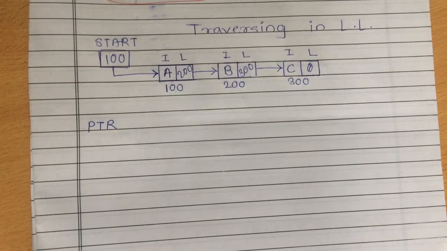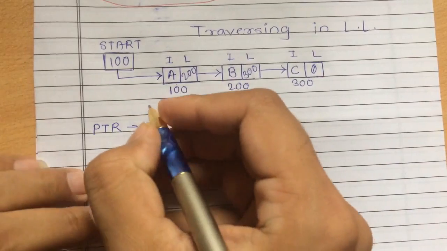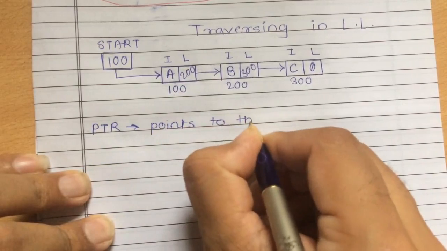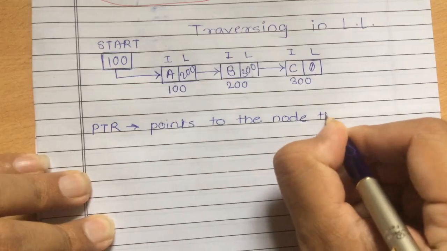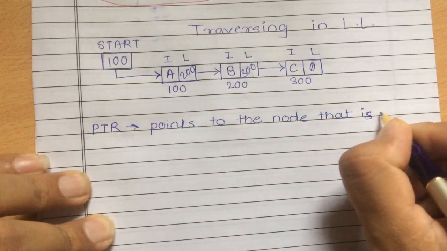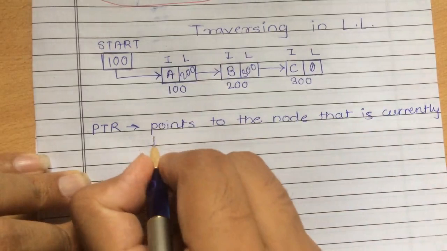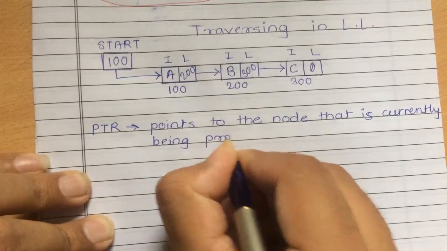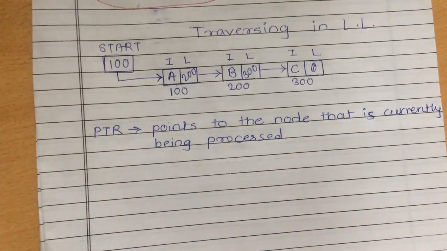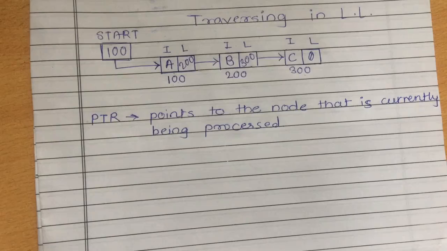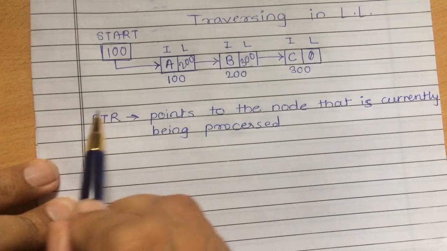So I will write over here: PTR points to the node that is currently being processed. Now, how to traverse this linked list? The first step in this case is that we have to initialize this PTR. First we have to initialize. With the help of PTR, we have to travel this linked list.